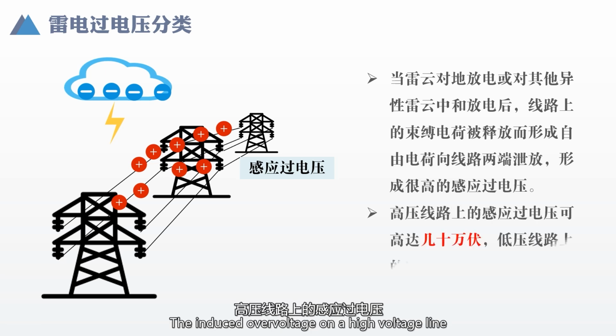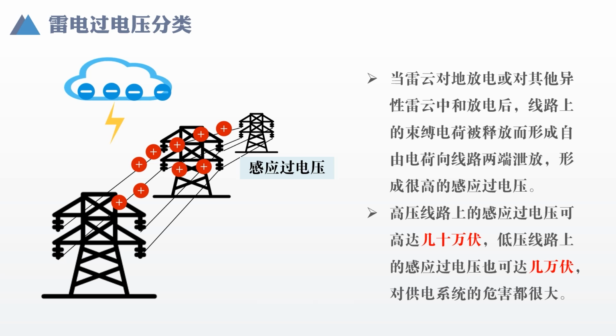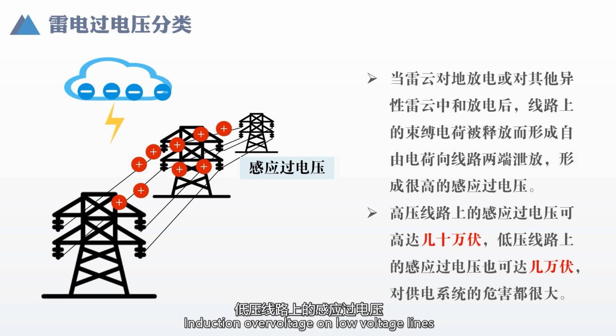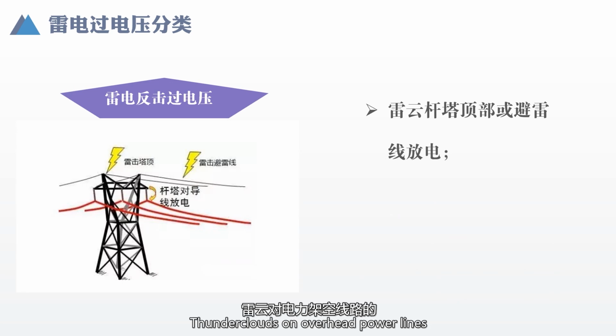The induced overvoltage on a high voltage line can be as high as hundreds of thousands of volts. Induced overvoltage on low voltage lines can be up to tens of thousands of volts, harmful to the power supply system.